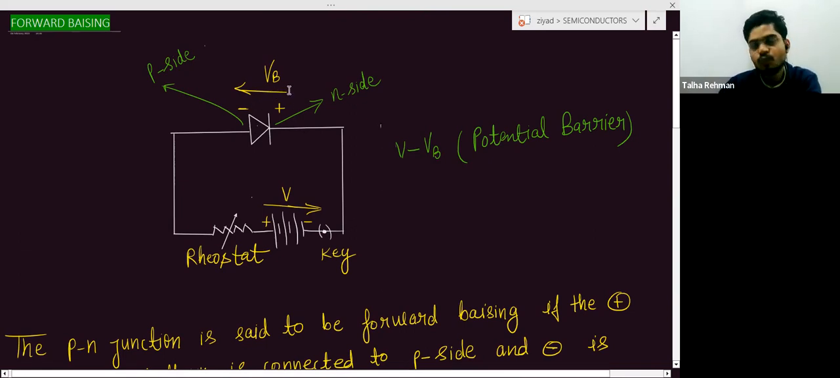V is the voltage across the diode. V means the potential barrier. So V minus V, this will be the potential barrier, means the potential barrier will decrease. Earlier, this is the potential barrier V.